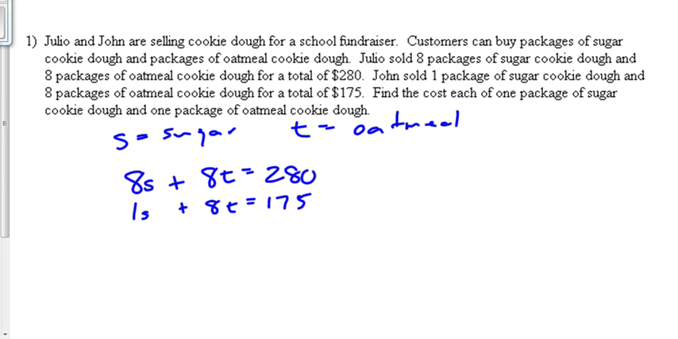All right, now taking a look at this here, what we're doing is finding the cost of 1 package of sugar cookie dough and 1 package of oatmeal cookie dough. I don't have to have this 1 here, obviously. I could just have S. Since I have this situation, I'm most likely to use substitution because this one doesn't have a coefficient in front of it, or actually the coefficient is just 1.